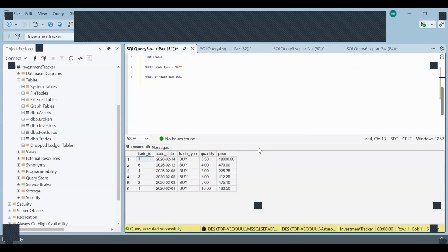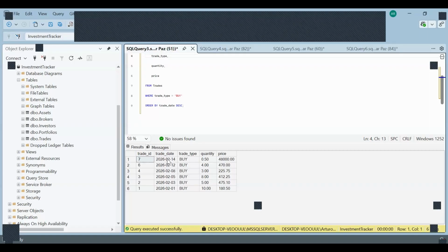For query number 3, we are showing filtering and sorting data. So we're using the where and the order by clause. So where filters the trades table so that it only shows the rows where the trade type is buy. And then the order by clause sorts the result by trade date in descending order.